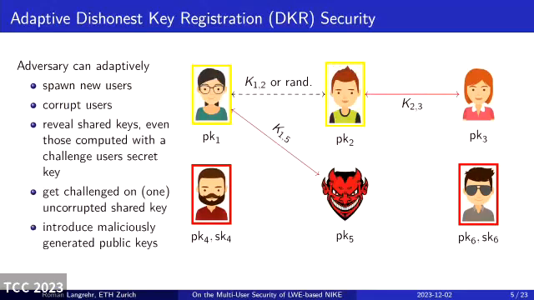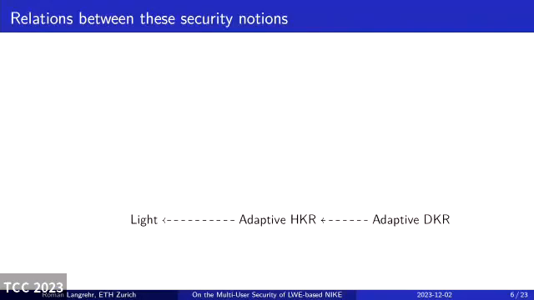An even stronger notion is adaptive dishonest key registration, for short DKR security, where the adversary gets one additional power, and that is to introduce maliciously generated public keys. So he can generate a public key maliciously, and then in particular ask for shared keys that are computed with, for example, a challenge user's secret key. Adaptive DKR is probably the most realistic security notion and also the strongest. It implies adaptive HKR, which implies light security.